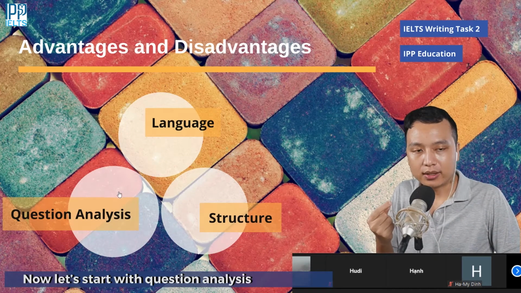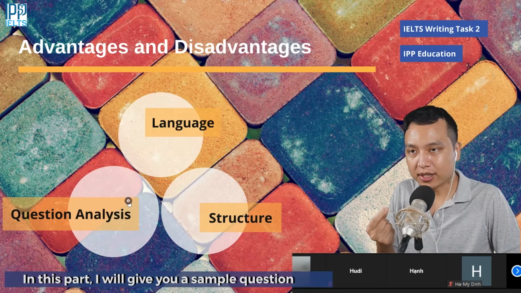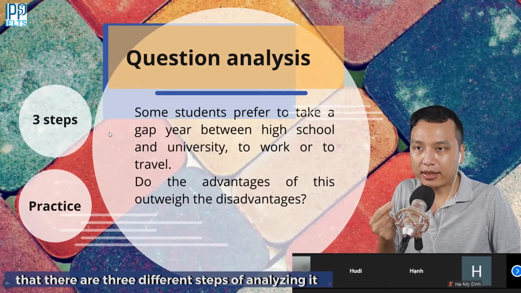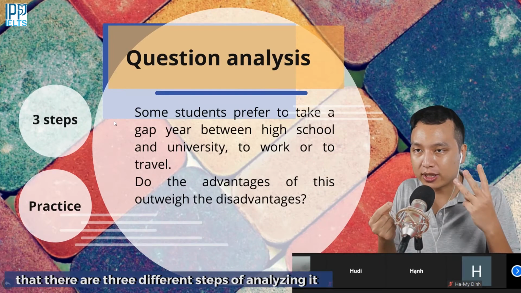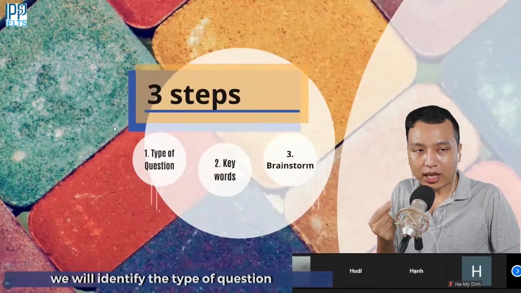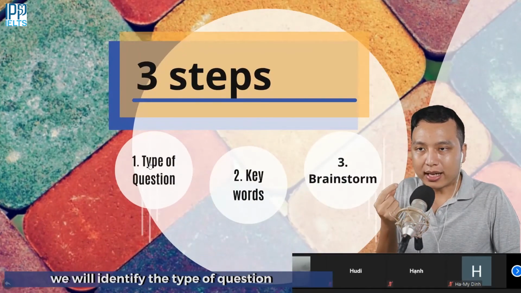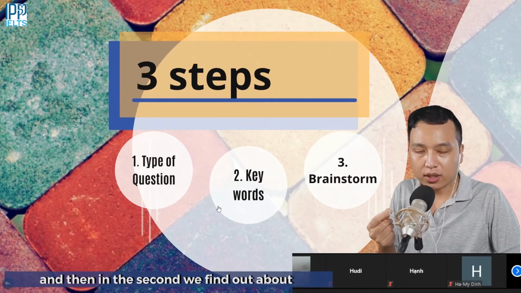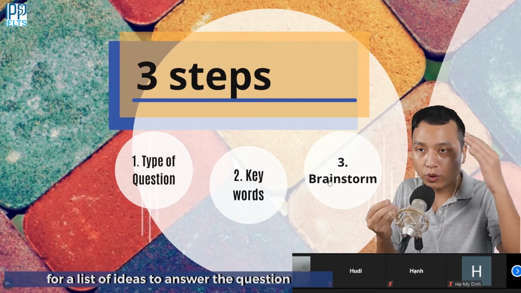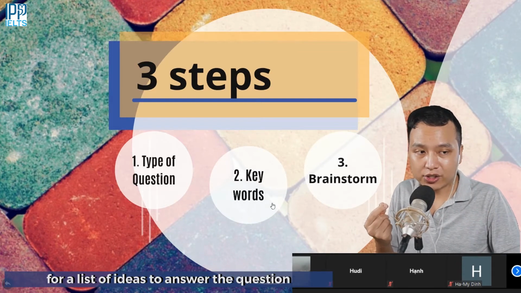Now let's start with question analysis. In this part, I will give you a sample question, and then I will show you that there are 3 different steps of analyzing it. In the first step, we would identify the type of question, and then in the second, we find out about the keywords of the question, and finally, we brainstorm for a list of ideas to answer the question.